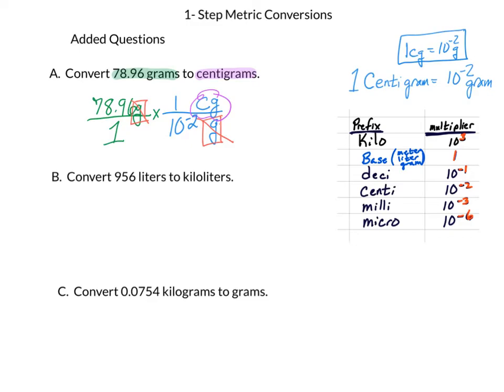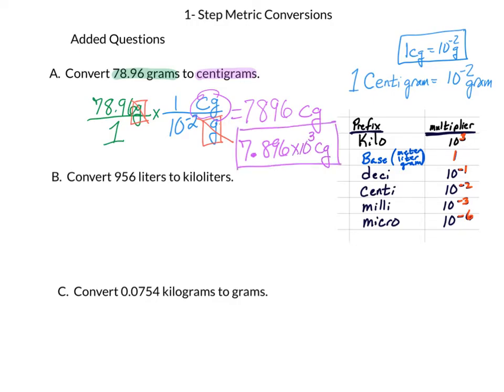And now on your calculator, you're going to type in 78.96 divided by 1 times 1 divided by 10 to the negative 2. And that gives us the answer of 7,896, and the units are going to be centigrams. In scientific notation, that will be 7.896 times 10 to the third centigrams.